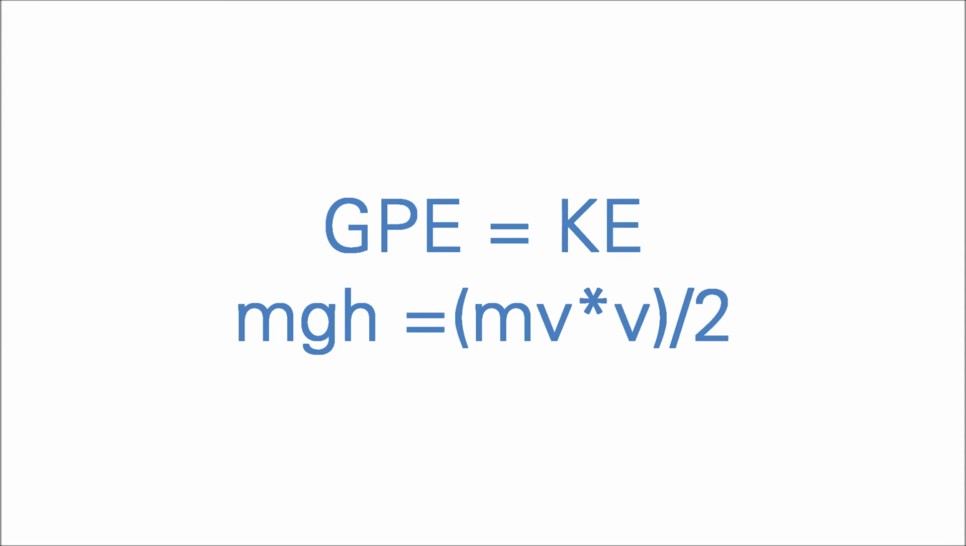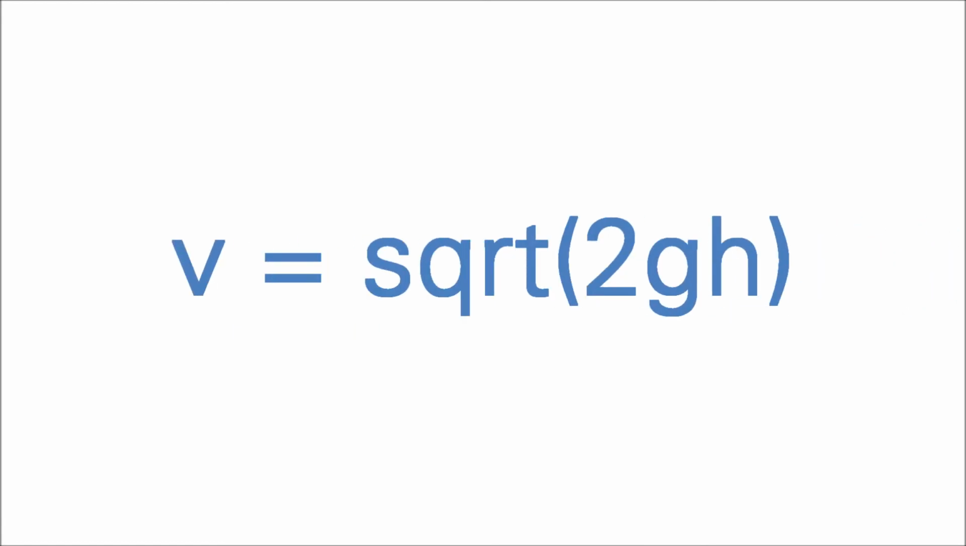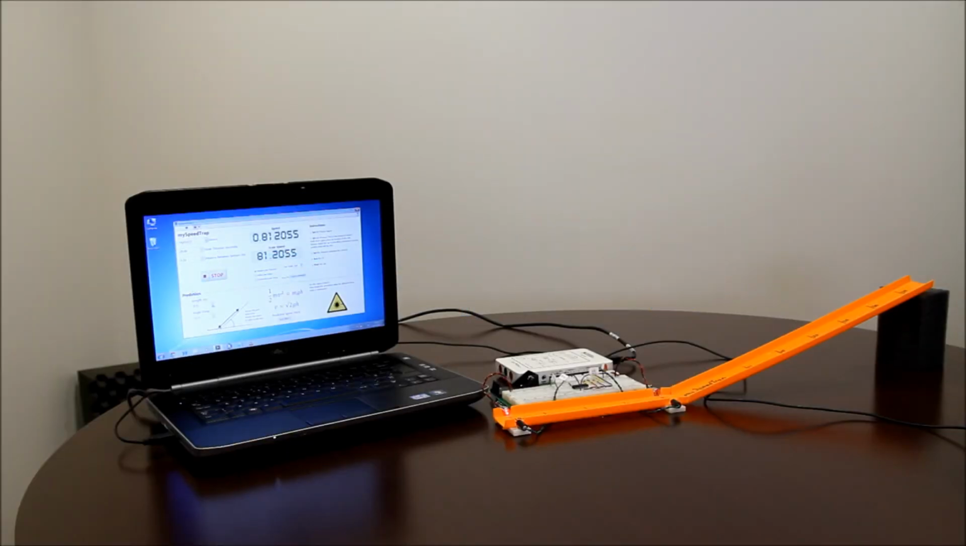We know that the gravitational potential energy of the car as it travels down the ramp will be converted to kinetic energy. Using this, we can estimate the speed of the car. The LabVIEW application will do this little bit of math for us. So, for a ramp length of 15 centimetres at an angle of 13.5 degrees, the application predicts that the car will reach a speed of 0.83 metres per second.